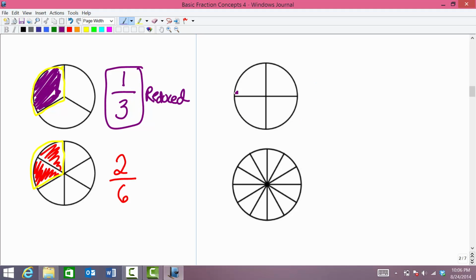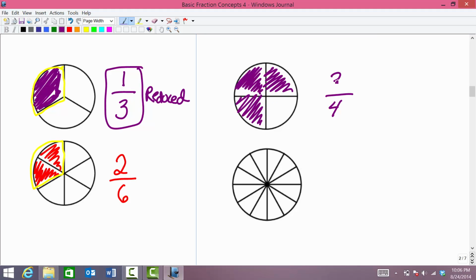And let's look at our next circle over here. We have 4 equal pieces, so my denominator will be 4. How many pieces will I shade? Let's see, let's shade 3 pieces.